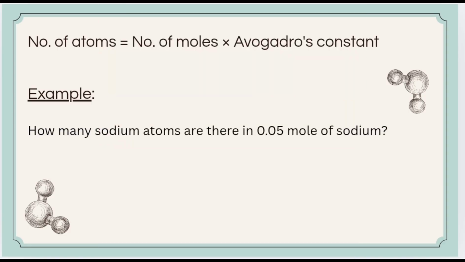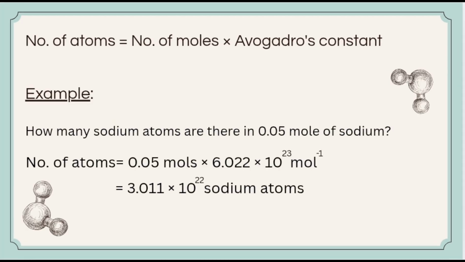Now let's look at the example. How many sodium atoms are there in 0.05 moles of sodium? Anyone? To find the number of atoms, you just simply multiply 0.05 moles times 6.022 times 10 to the power of 23 per mole. And the answer should be 3.011 times 10 to the power of 22 sodium atoms.